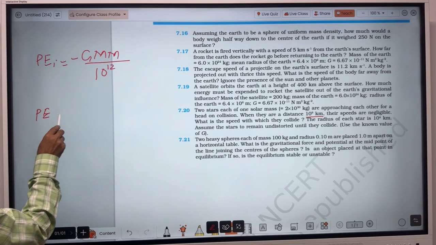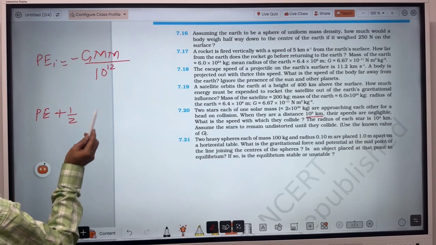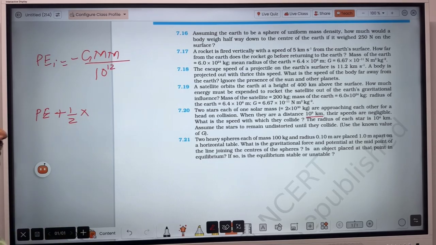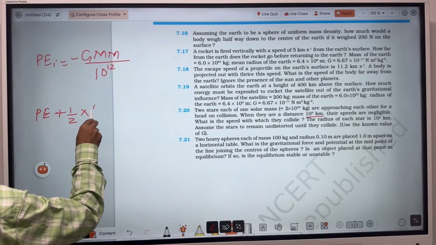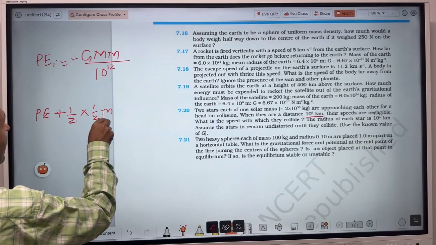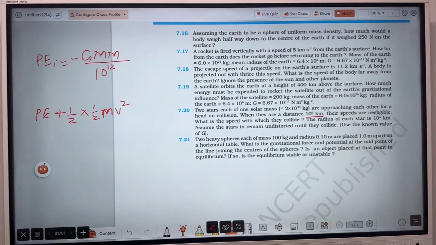Now when they touch each other, then what happens? Then potential energy plus kinetic energy both will be there. And since two stars are there, both will have the same kinetic energy. So let's write half mv square for both. This will be the total energy then.